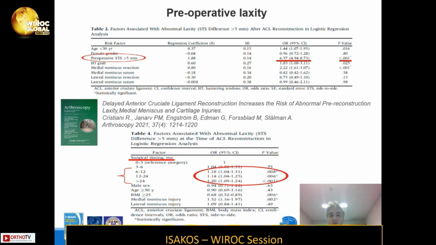So surgical timing is also important in reducing the risk of preoperative knee laxity, which in turn is the most important factor affecting postoperative knee laxity. We found also that a BMI of more than 25 reduced the risk of having abnormal pre-reconstruction laxity, and as expected, medial meniscus injury was a factor that increased the risk of having abnormal pre-reconstruction laxity.